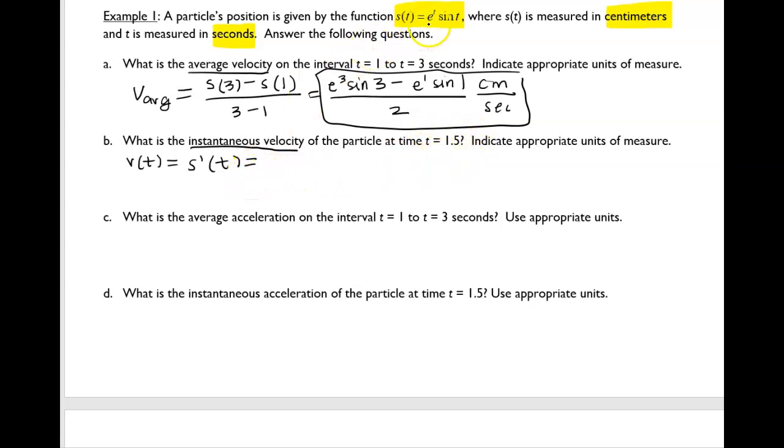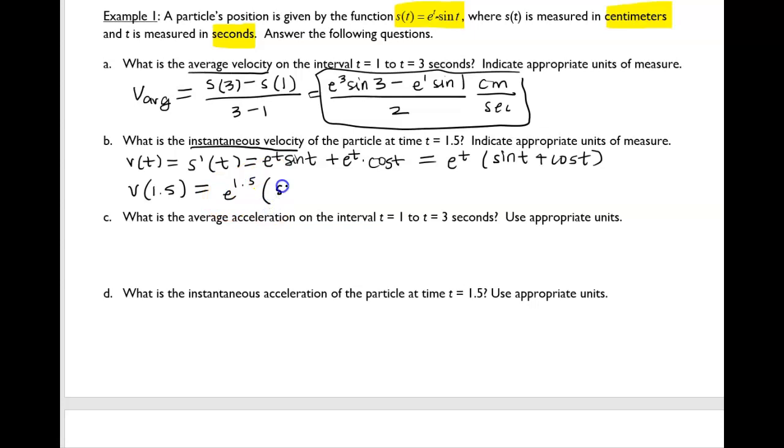So I'm going to be taking the derivative of e to the t sine of t. There is a multiplication symbol inside there, so I will have to use product rule. So this is e to the t, that's the derivative of the first part, times sine of t, plus e to the t times the derivative of sine of t, which is cosine t. And it will help us if we can rewrite that as e to the t, I can factor that out, sine of t plus cosine t. Now I'm going to evaluate at 1.5. And so that will just be e to the 1.5 times sine of 1.5 plus cosine of 1.5.